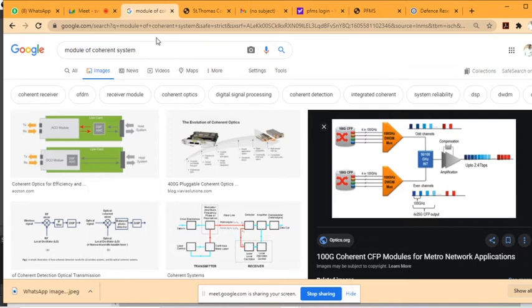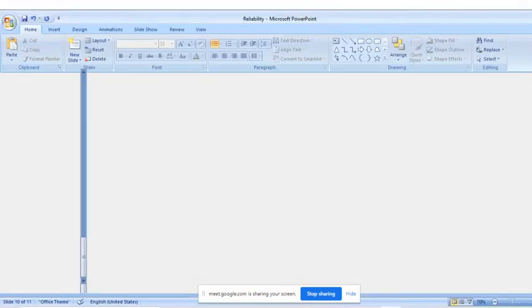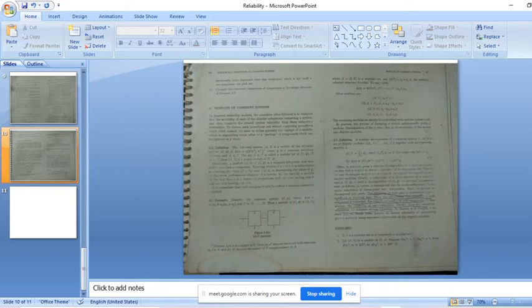So we have to study the modules of a coherent system, or the system with modules. That is an important area in reliability theory. Let us consider a system consisting of n components.